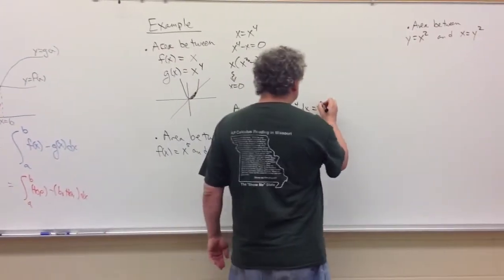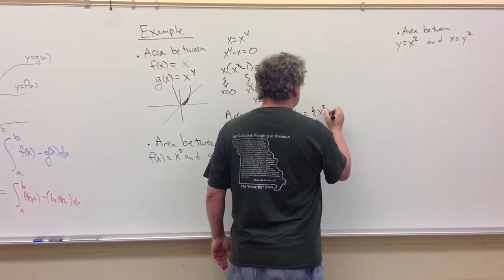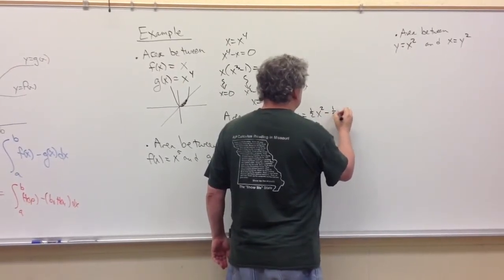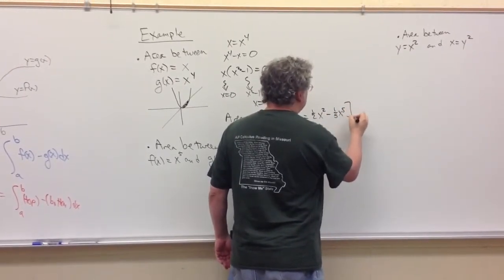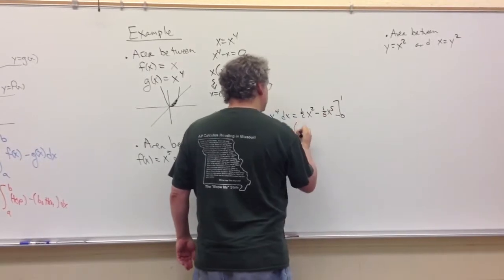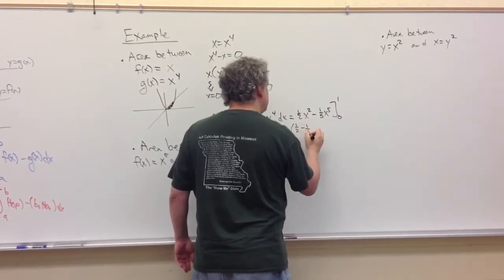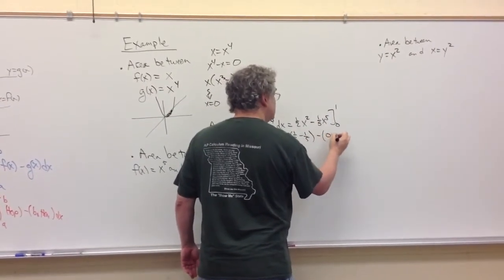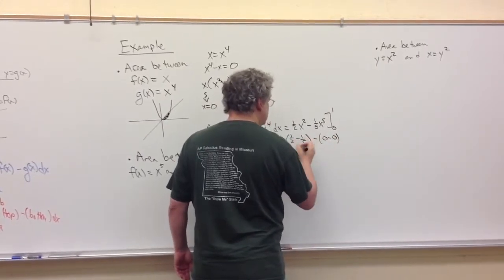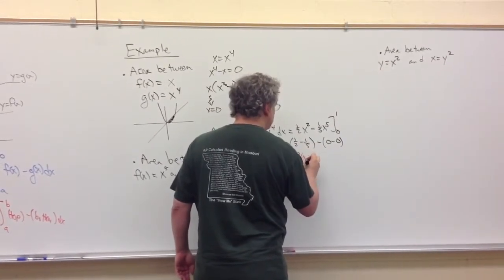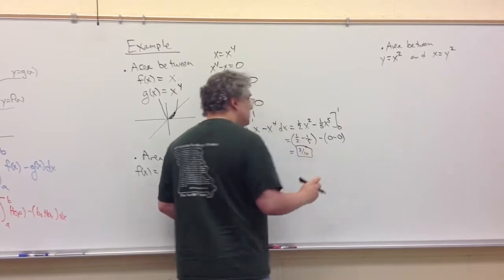The antiderivative of this, plug in the endpoints. I get 1/2 minus 1/5, then minus 0 minus 0, or just the 1/2 minus 1/5, which is in fact 3/10.